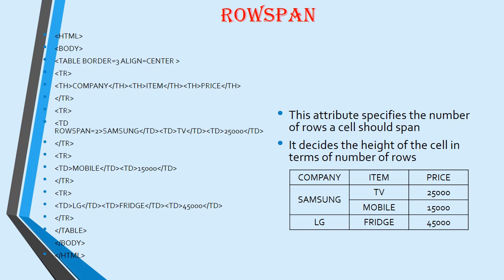And in the next row I can see only mobile is there. Okay, only mobile, because this is coming along with the Samsung itself. So next TR I am opening. TD I am giving here mobile slash TD, 15,000 slash TD, and that slash TR I am giving. That is over there. Okay, next TR I must give, for TD LG, then TD fridge slash TD, price 45,000 and slash TD, slash TR. That's over. So our table is over. Slash table, slash body. Okay, now we will practically check how it is going.